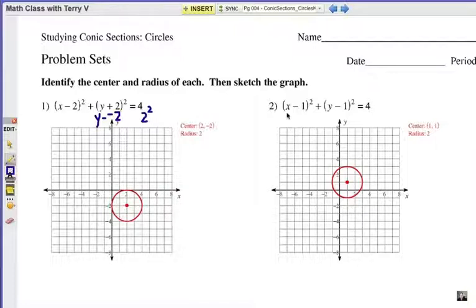Number 2, x minus 1 inside there tells you that the h is 1, and the k is also positive 1, so the center is located right there. Again, if it says equals 4, that's 2 squared. The radius again is 2. All right, now let's try 2 more.